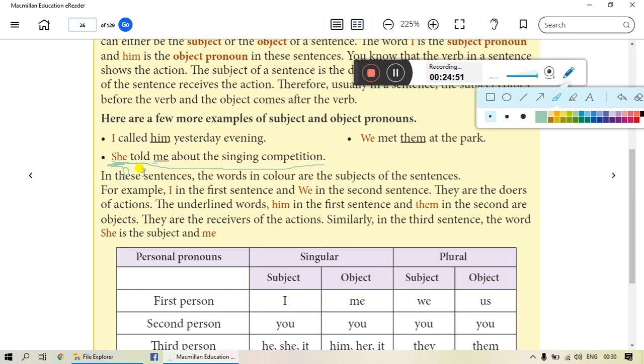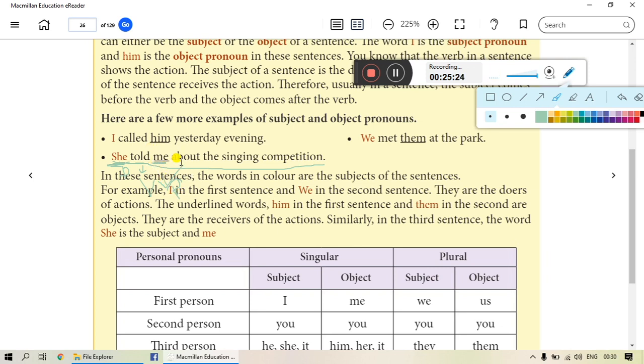How is told done? It's the action of telling. When you tell something, you're moving your mouth, you are talking, you're making sound. All these are actions. You're doing something. You are telling. So told is the verb. Me is again a pronoun, because me is some person, some noun, some name being replaced by a pronoun.